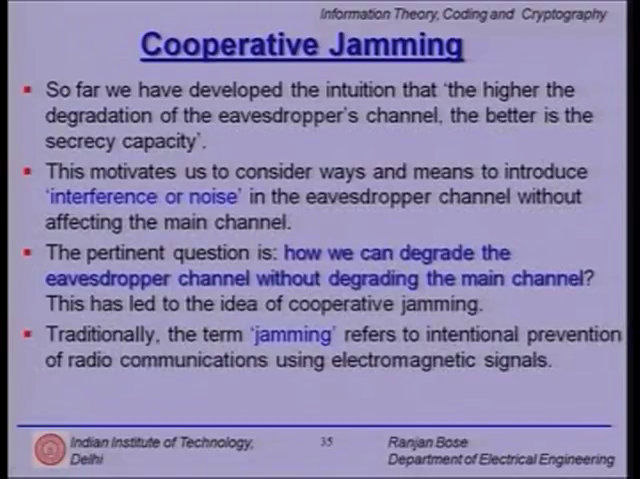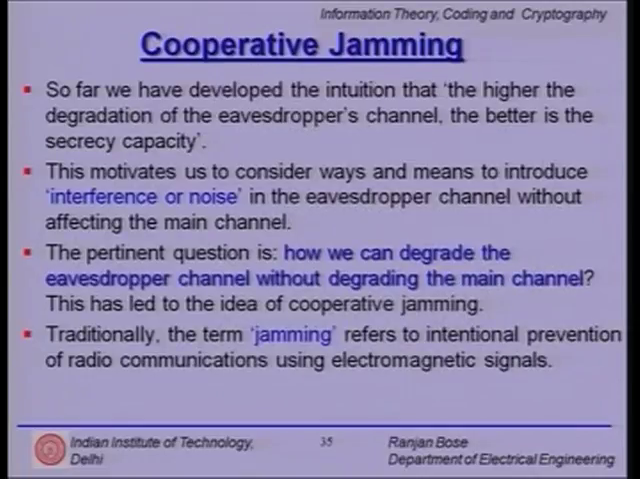Now, we will look at a couple of practical techniques to help physical layer security. What is the motivation? So far, we have developed the intuition that the higher the degradation of the eavesdropper channel, the better is the secrecy capacity. So, should we just rely on the channel, or can we do something to degrade the channel of the eavesdropper? So, we would like to introduce some interference or artificial noise in the eavesdropper channel without affecting the main channel. So, how can we degrade the eavesdropper channel without degrading the main channel? That is the million-rupee question.